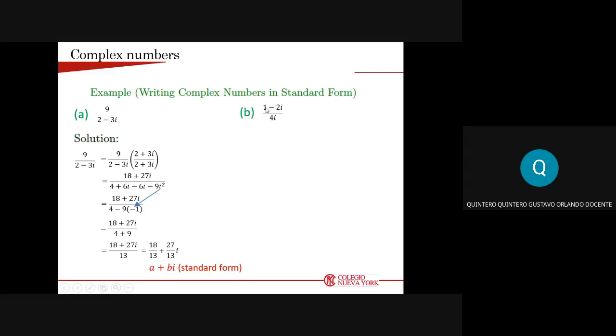B. 1 minus 2i over 4i. This is a division of complex numbers, right? So we are going to do the same approach as here.